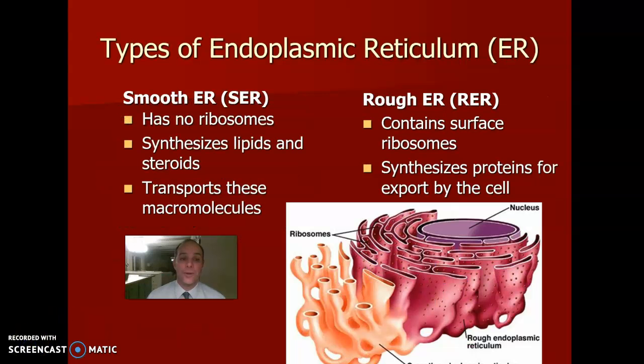So here's what they do. The smooth ER, sometimes known as the SER, I don't call them this, the SER and the RER. I find that to be confusing, so I just call them the smooth ER and the rough ER. The smooth ER has no ribosomes, that's why it's called smooth. All right, it synthesizes lipids, means it makes lipids. Anytime you see synthesize, it means it makes or creates. It's a good vocab word. So it makes or creates lipids and steroids. It transports these macromolecules as well. The rough ER contains surface ribosomes. Remember we said it has all little dots all over it? That's how you can tell the rough from the smooth. It also makes or synthesizes proteins for export by the cell.